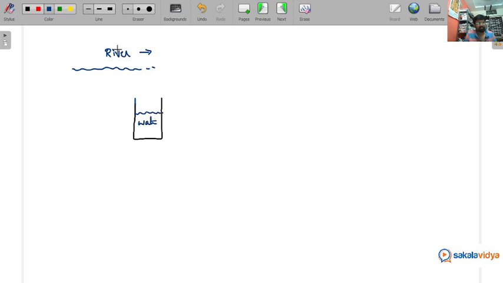So remember students, the river is under flowing condition. The water in the glass is stationary, or static, or at rest. So the water inside the tumbler or glass is static, or at rest, or stationary. It's not going to move. Okay. So further I'm going to zoom this.